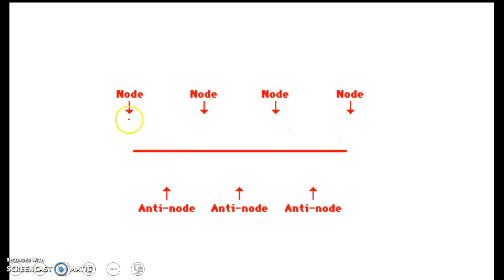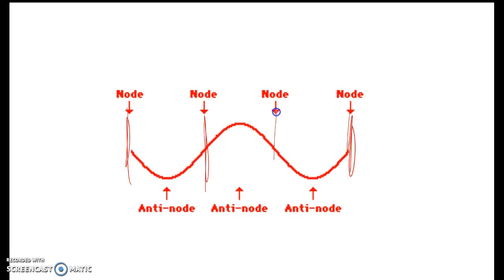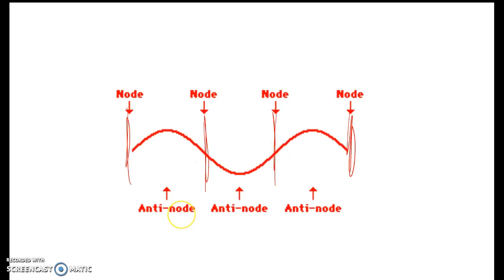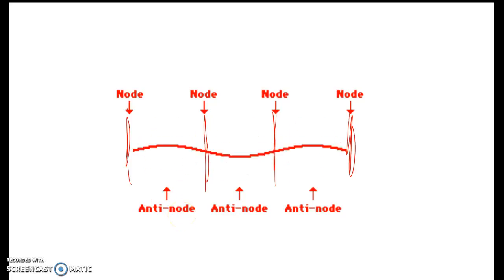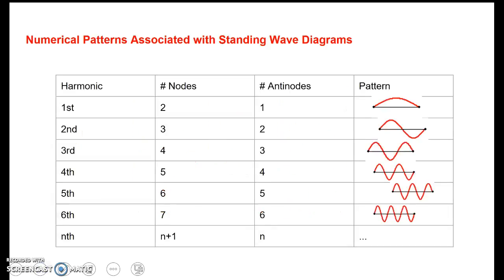And hopefully you can start to see the pattern here. When we have 2 nodes in the middle, but more importantly, we have 3 antinodes, that's going to be our third harmonic. So that's how we can associate this and what the pattern looks like. First harmonic has 2 nodes and 1 antinode. Second harmonic, 3 and 2. Third harmonic, 4 and 3, and so forth. And you can see how it works.